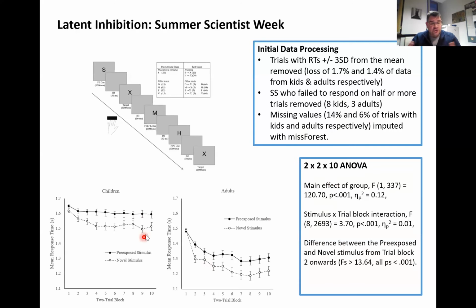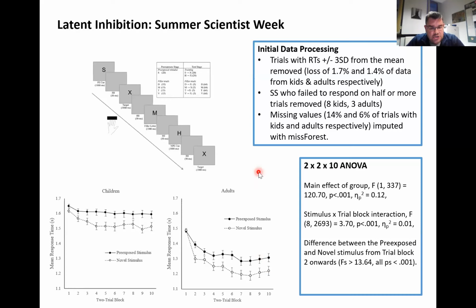So the first 2 graphs I want to show you just characterize the response times to the pre-exposed and novel stimulus for the children, shown in the left panel, and the adults to the right. Once again, on the y-axis of these graphs, we've got mean response time over 10 two-trial blocks of training. So these are 20 occasions in which S is paired with X and H is paired with X. And in the children, what I hope you can see is that response times reduce more rapidly to the novel stimulus compared to the pre-exposed stimulus over training, which looks like a latent inhibition effect. We see the same pattern of results in the adult data as well.